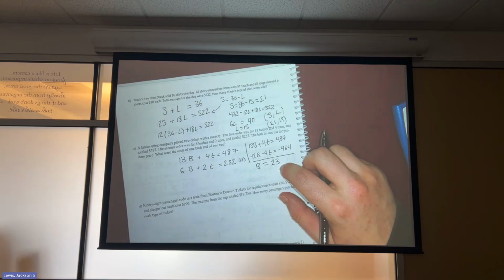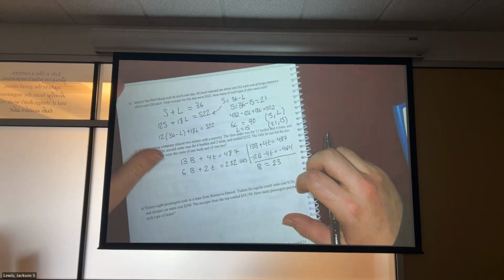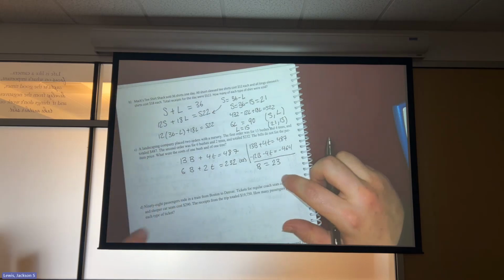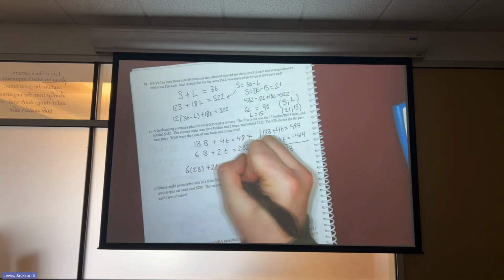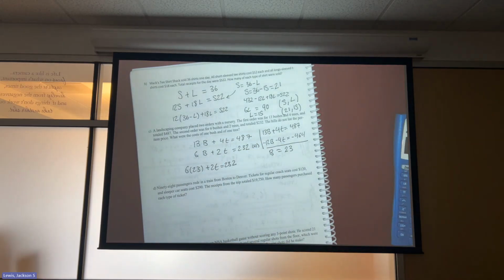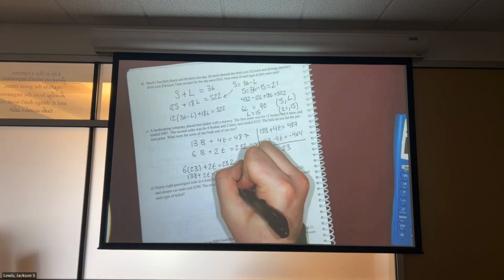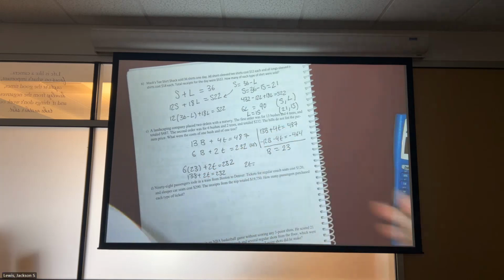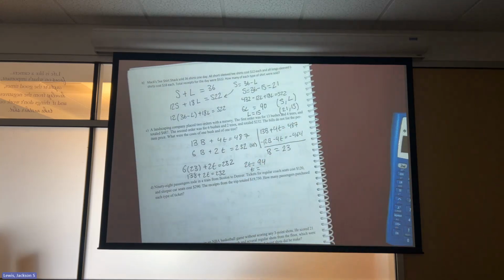Then I can plug this into either one of my equations, so which one do we want to pick? The bottom. That makes sense. It's a smaller number. We like doing this. So 6 times 23 plus 2t equals 232. 6 times 23 is 138. 2t equals 94, so t equals 47.